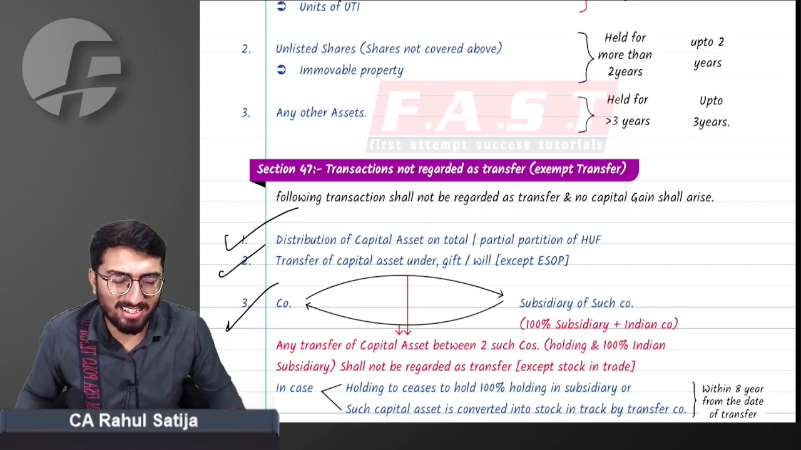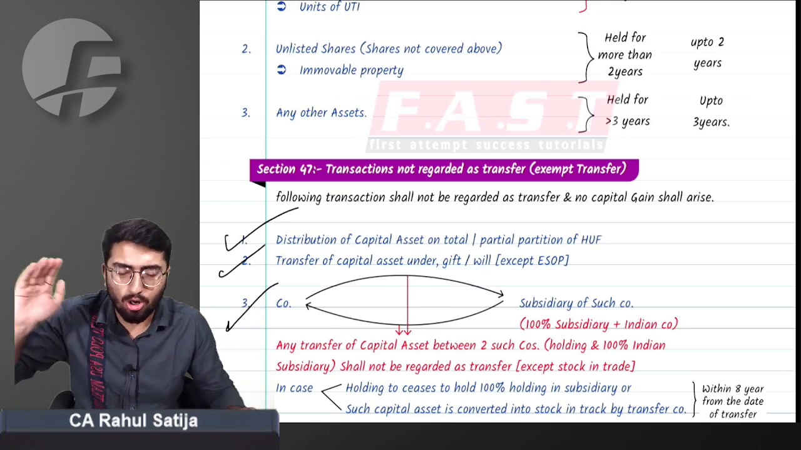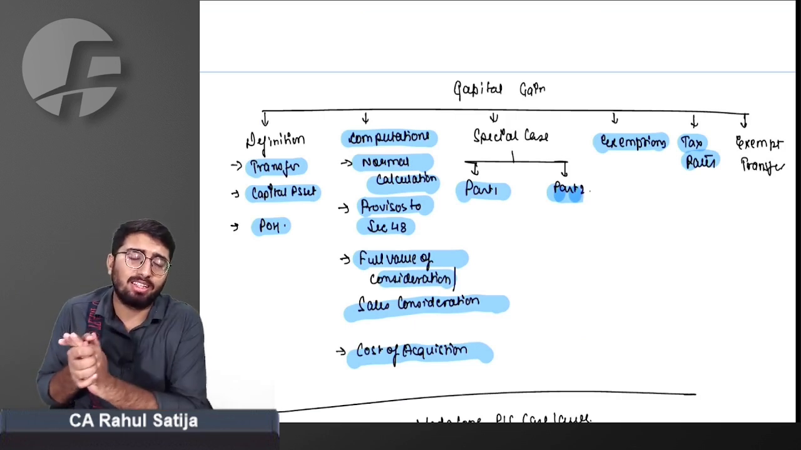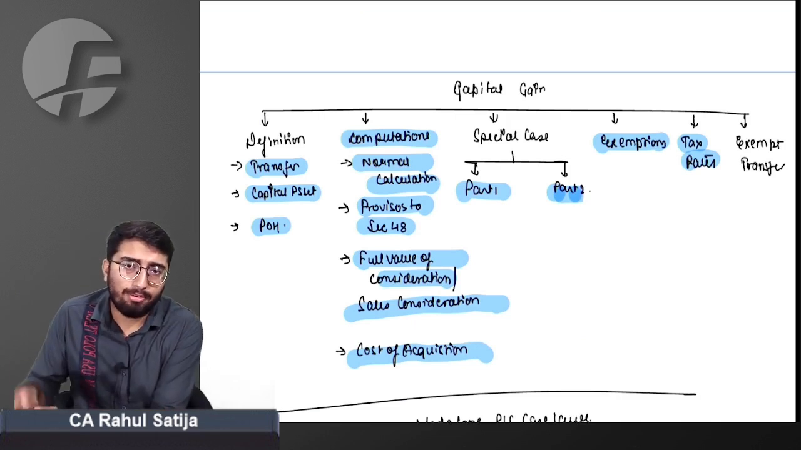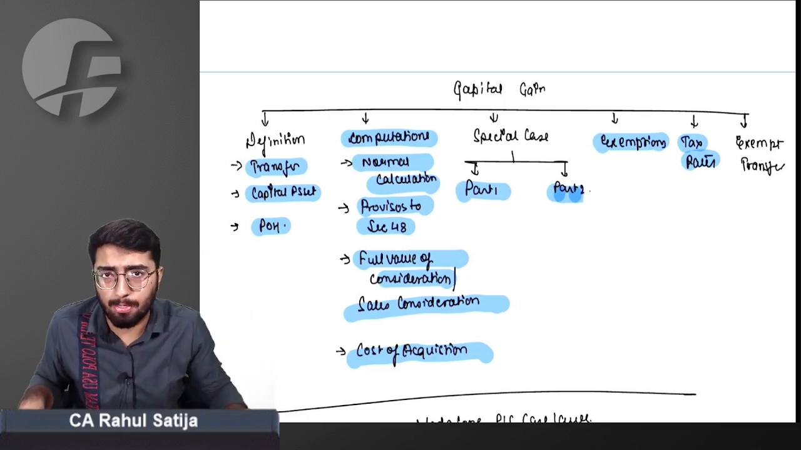I'll be waiting for 10 seconds just for all of you to stay at your position and let us analyze what we have done till now. We have started with chapter capital gain. Day before yesterday, we were done with definition portion and a portion of computation part.